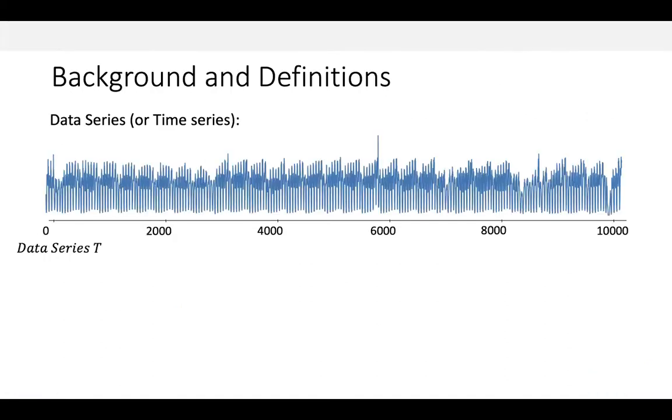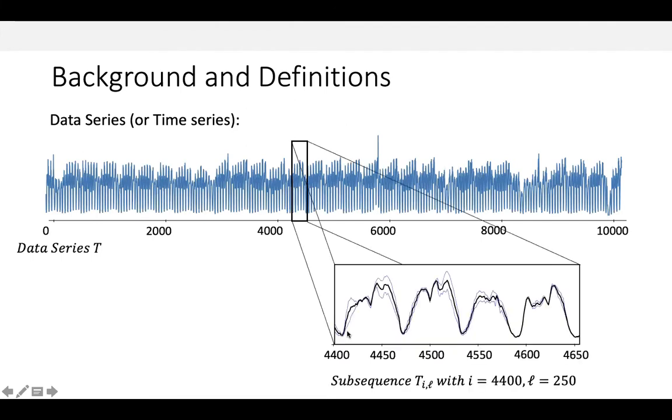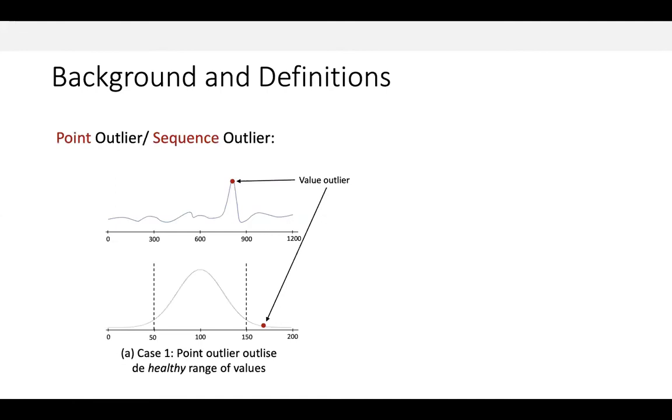Let's first introduce some basic concepts. We name a data series an ordered sequence of real-valued numbers. If the dimension that imposes the ordering of the sequence is time, then we name it a time series. A subsequence of a data series T is a small set of contiguous values of the series T. We define a subsequence using index I, indicating when the subsequence starts, and a length L. The subsequence ends at index I plus L.